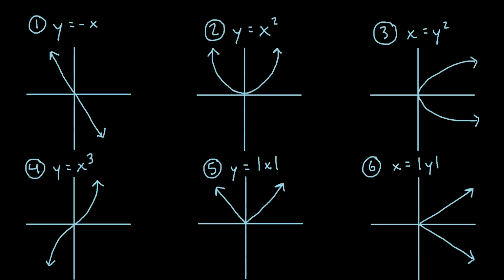You can use the vertical line test to determine if a graph represents a function. So I have 6 examples here. Let's check out how we can use the vertical line test to determine if each of these graphs represents a function. So in this first example, we have the graph y equals negative x.